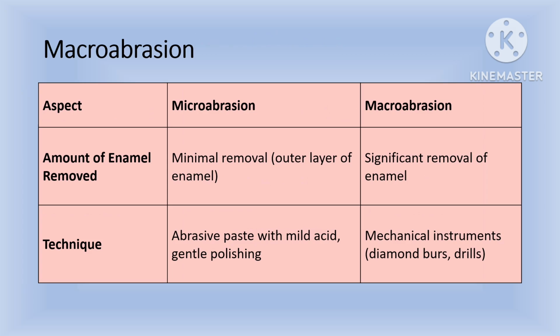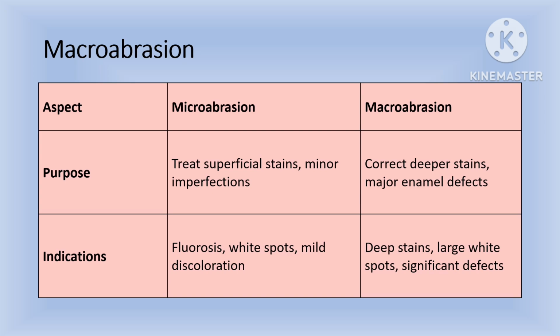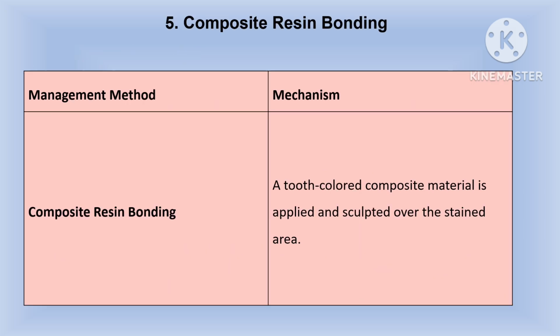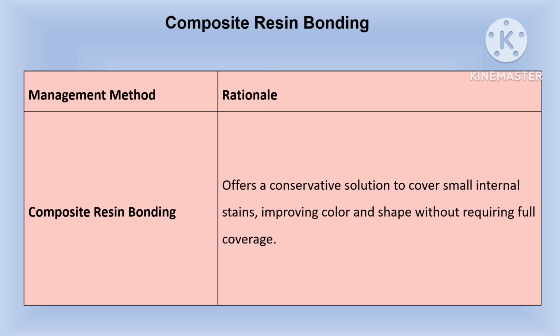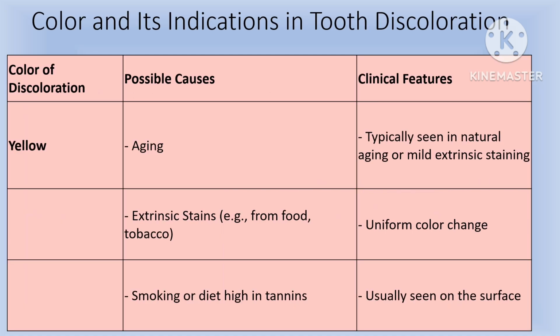Macroabrasion is used for more substantial enamel defects like thick stains, rough surfaces, or larger cosmetic issues, as in enamel hypoplasia. It uses coarser abrasive particles to remove a larger portion of enamel. Resin bonding can be used to correct the stains that cannot be removed with bleaching or other whitening techniques, to restore the natural appearance of the tooth.